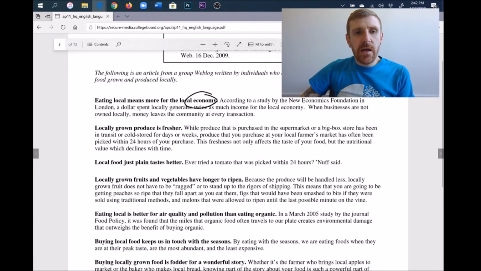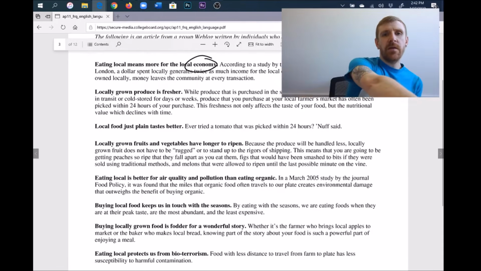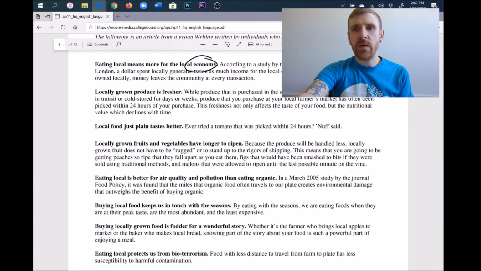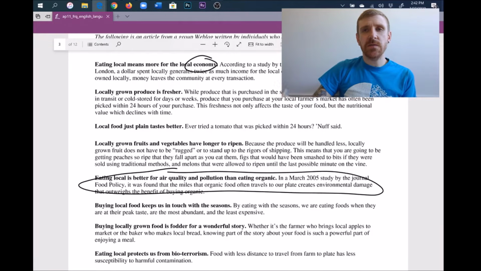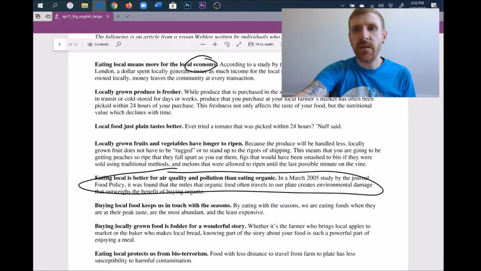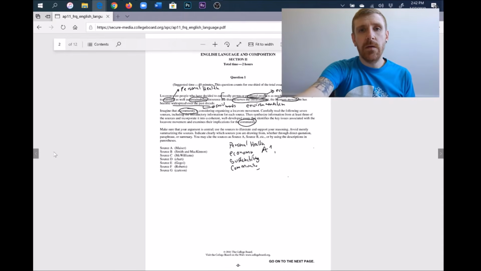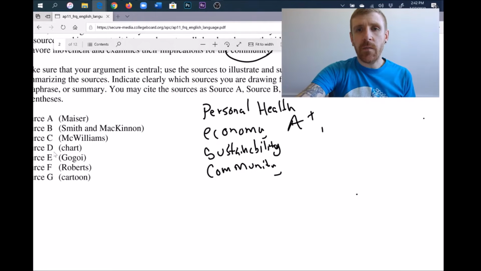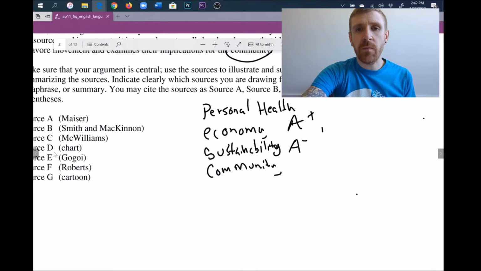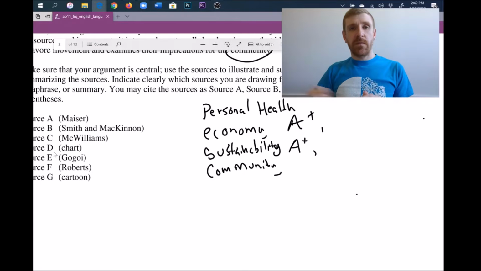Let's look at this one. If we go to the boldface part where it says eating local is better for air quality and pollution than eating organic. Okay, so they're going to see this right here, and they're going to say, hey, this relates to sustainability, and it says, hey, this is a positive thing. Locavorism is a positive thing for sustainability. They will then, once again, go back to page 1, if I can get back there. There we go. And they'll go to sustainability, and they will then mark source A here, and they'll put a little plus there because it shows that source A does indeed suggest that it's better for sustainability as well.